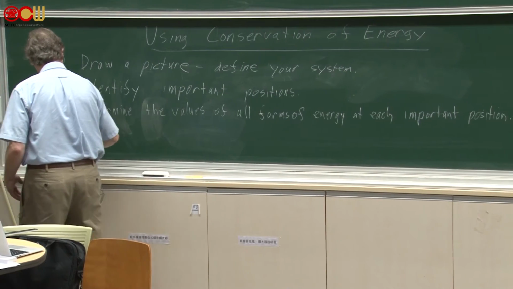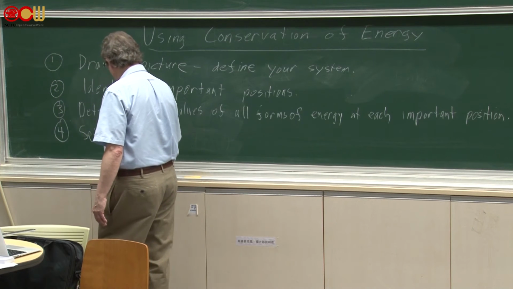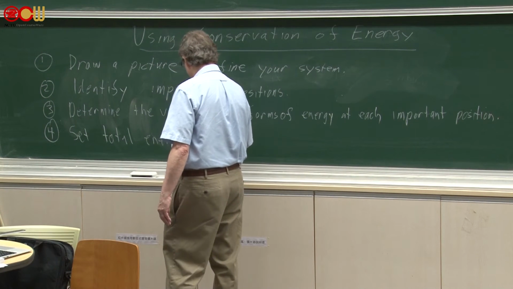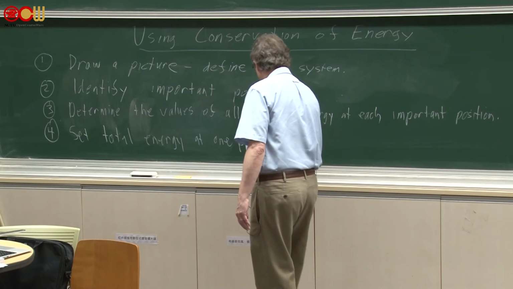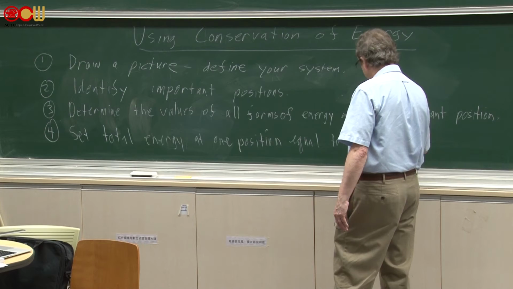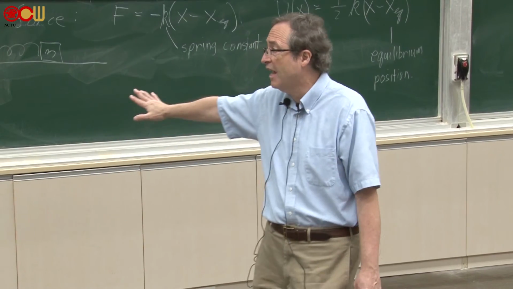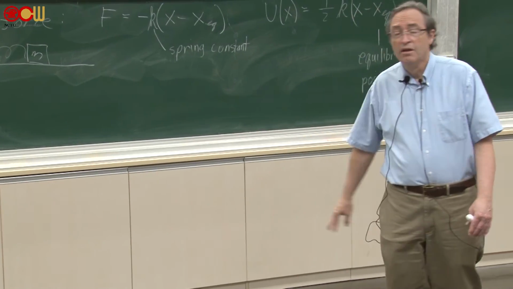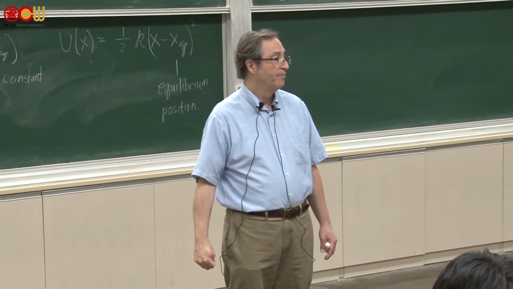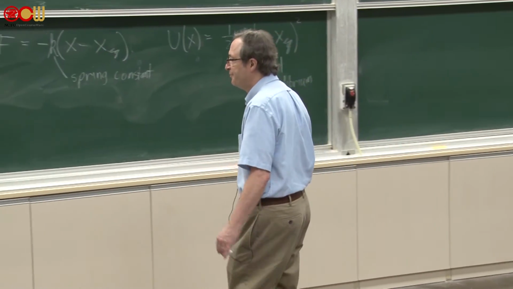The fourth thing is we set the total energy at one position equal to the total energy at another. All right? So you do that. After that, it's just algebra to calculate what you want. All right? So this is pretty abstract, so let's do an example.